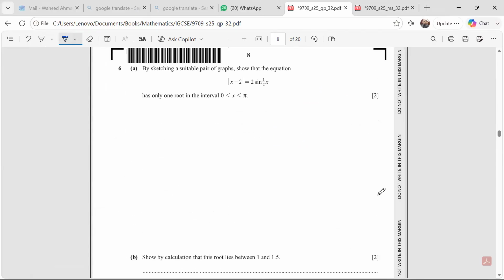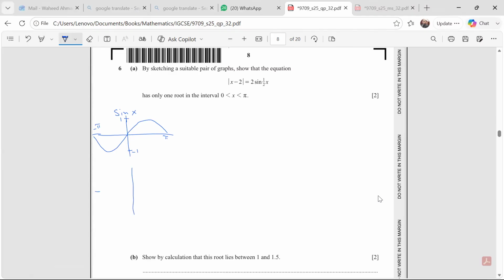Okay, question number 6. By selecting a suitable pair of graphs, show that this equation has a root. Let me sketch sine x first. Sine x, you remember, goes from 0 to pi, and we have minus pi here. So this is minus pi and this is pi, right? And the maximum value is 1 and the minimum value is minus 1.